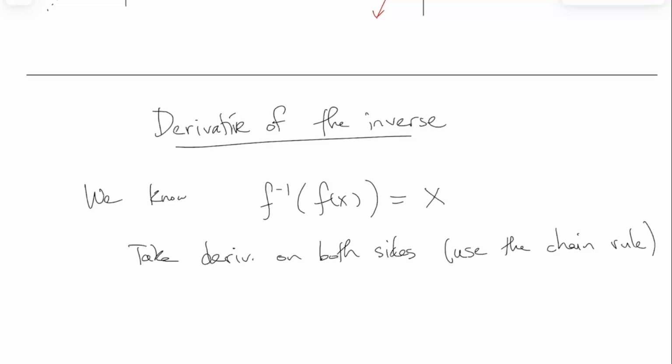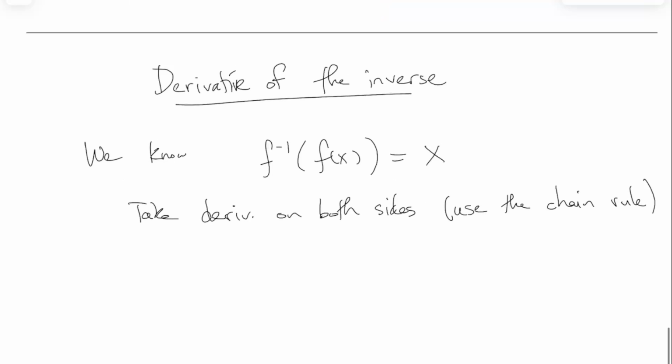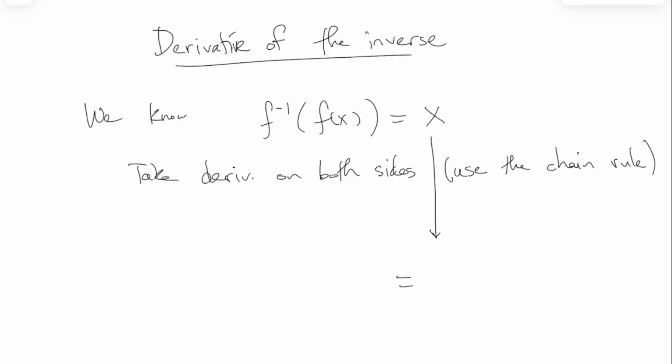I mean, on the left side, we use the chain rule. On the right side, we're just going to get 1 when you take the derivative of x. But on the left side, since I have one thing inside of another thing, that's when you have to use the chain rule. So take the derivative on both sides. What we get, x here is just going to be 1. That's uninteresting. What do we get on the left side? The derivative of f inverse of f of x.